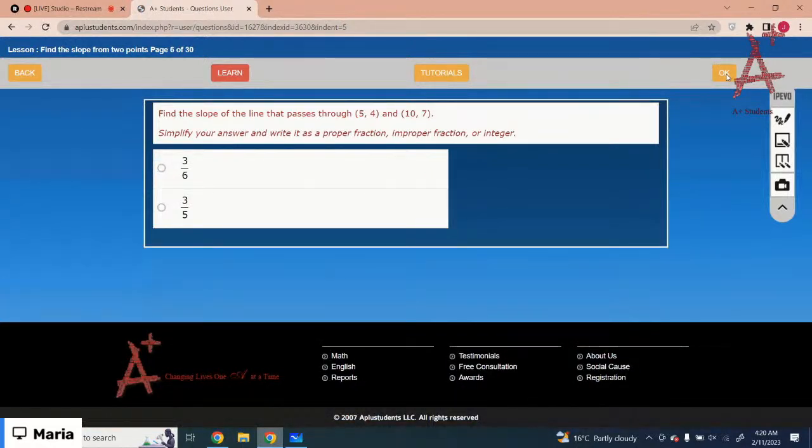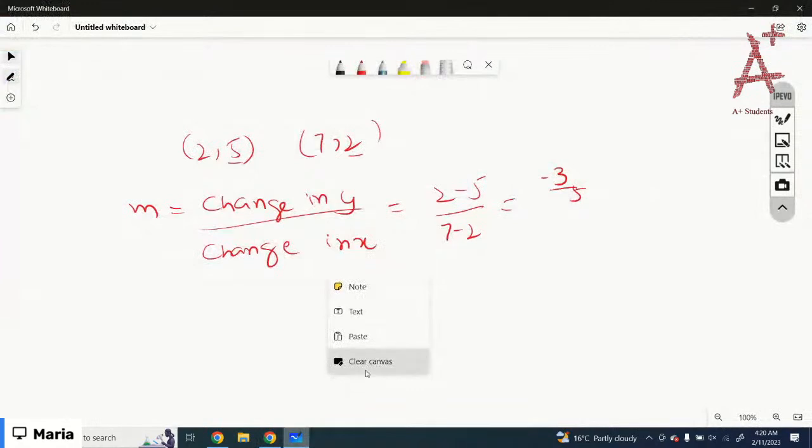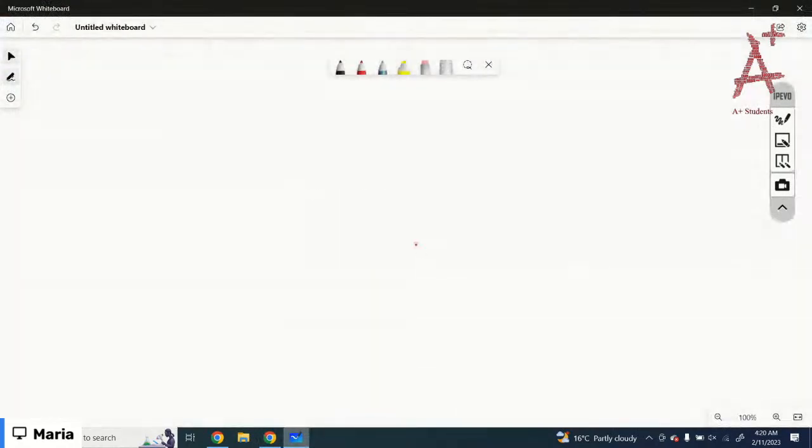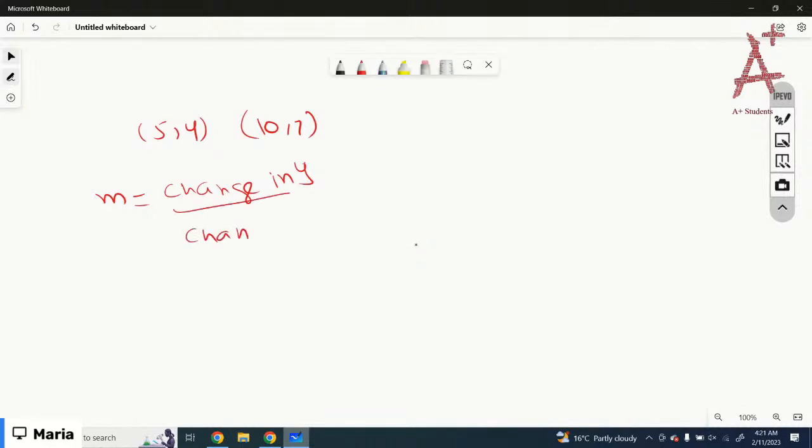Find the slope of the line that passes through the points 5, 4, and 10, 7. Okay. The points are 5, 4, and 10, 7. Got it. So you have to calculate the slope, that is m equals change in y divided by change in x. So just subtract the y components, 7 take away 4, and then 10 take away 5.